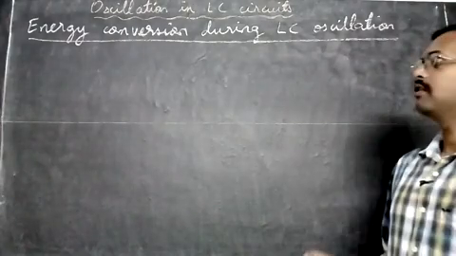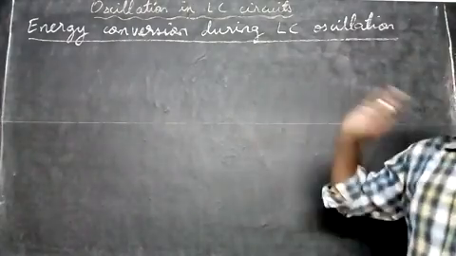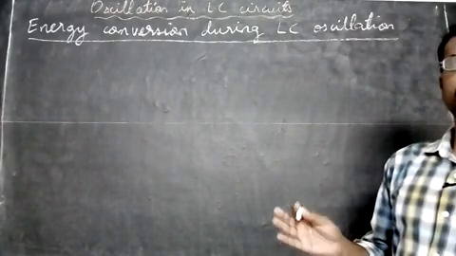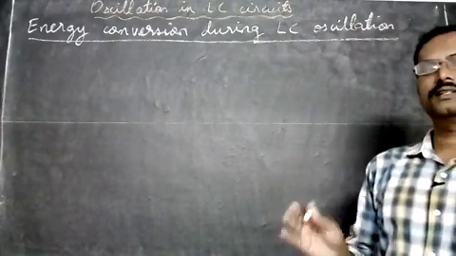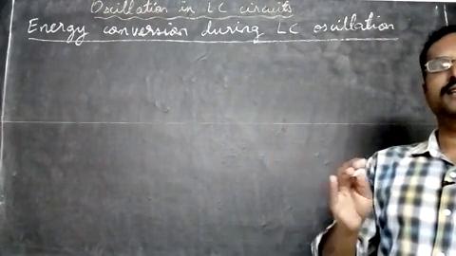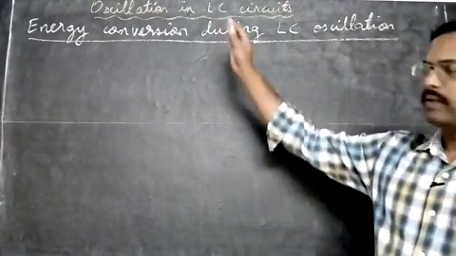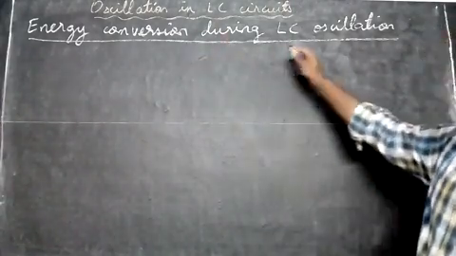Let us now study about oscillations in LC circuits. We learned about LCR circuits now. The series LCR circuit we learned, that is an inductor, capacitor and a resistor in series. Now we're going to study about the energy conversion during LC oscillations.